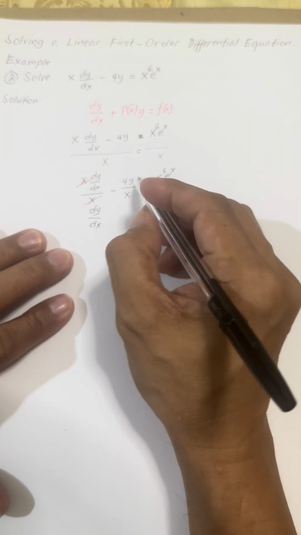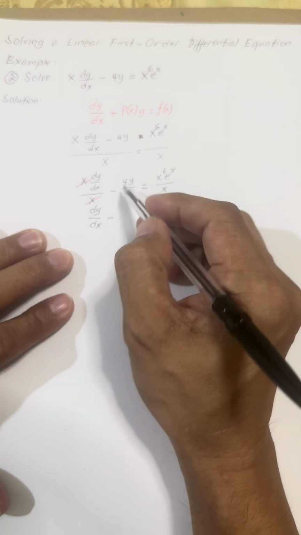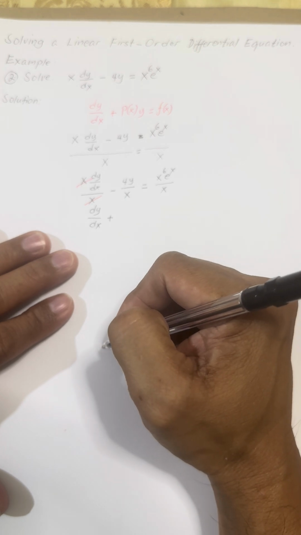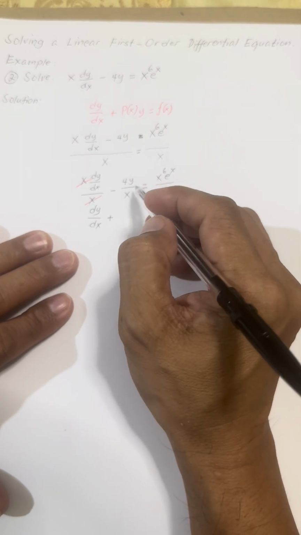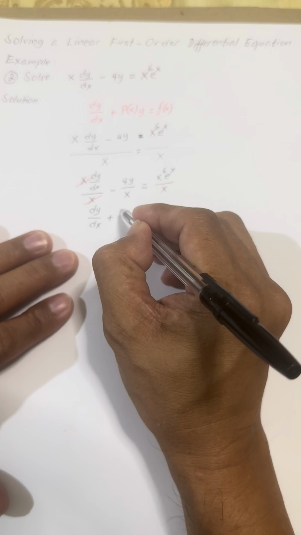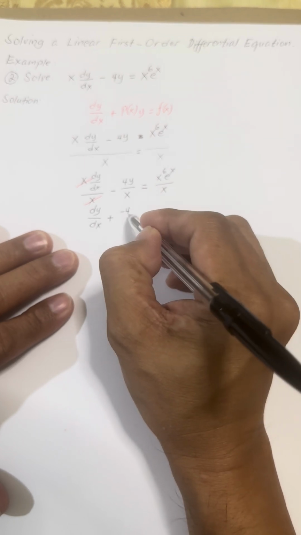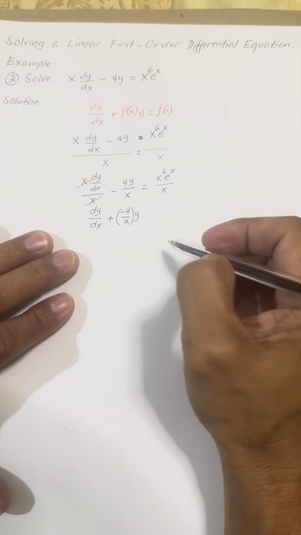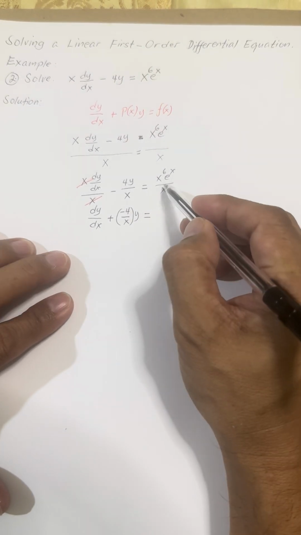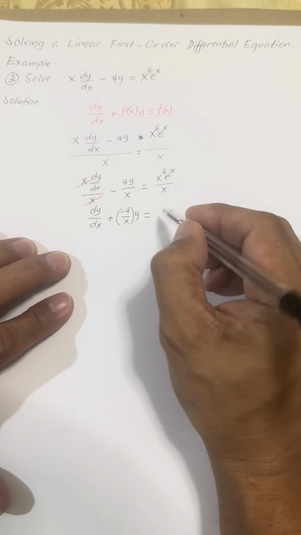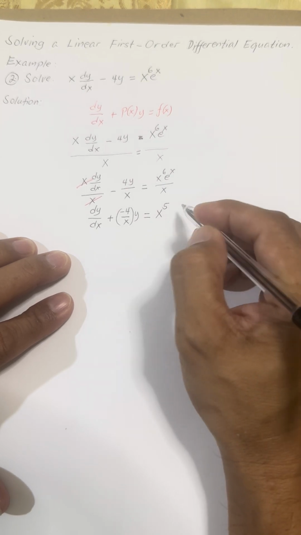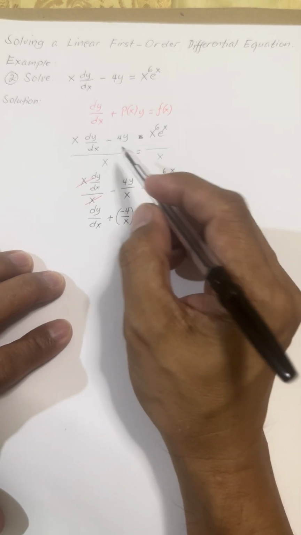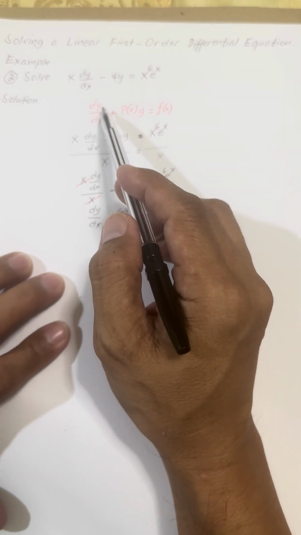as our first term. Then this one, to follow the standard form, we have to make this positive. Okay, so how to make that positive? We can rewrite this as negative 4 over x times y equal to x to the power 6 divided by x, so that will be x to the power 5, from the law of exponents, e to the x. Alright, so it is now in the standard form of a linear differential equation.